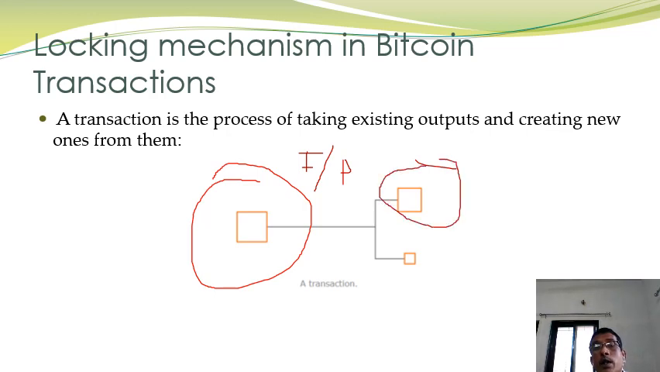One output will spend some money from this transaction, and the other output will send the balance, whatever the balance after spending the value, back to address 1. We have seen in the previous example address 1 and address 2. Address 1 will send some money to buy cold drinks, and whatever amount remains is returned to address 1. So a transaction has two parts.